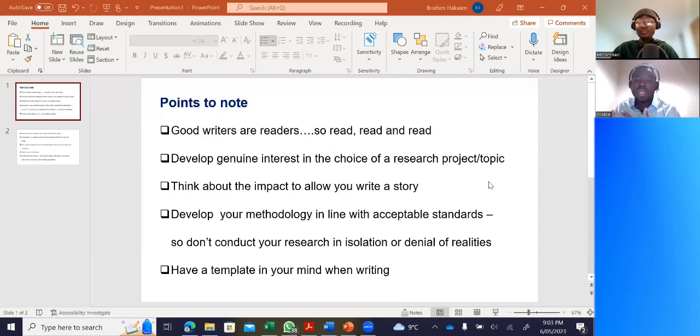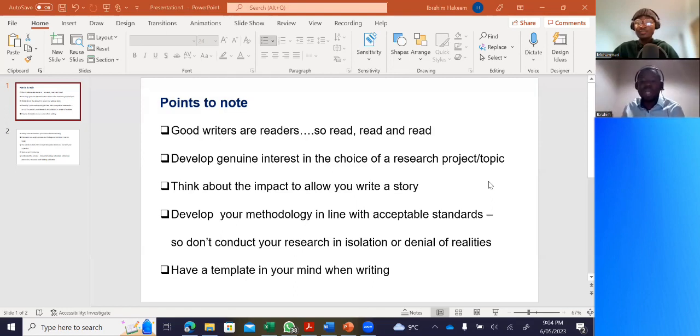The next point is think about the impact. So what exactly are you trying to do? These days, research is going beyond just doing it for the sake of doing it. It's about the impact. What exactly am I trying to achieve? What is the point? Am I trying to solve a waste problem? Okay, it's a waste problem you're trying to solve. You are trying to create a new material. You are trying to create a vaccine. You are trying to think about the impact.